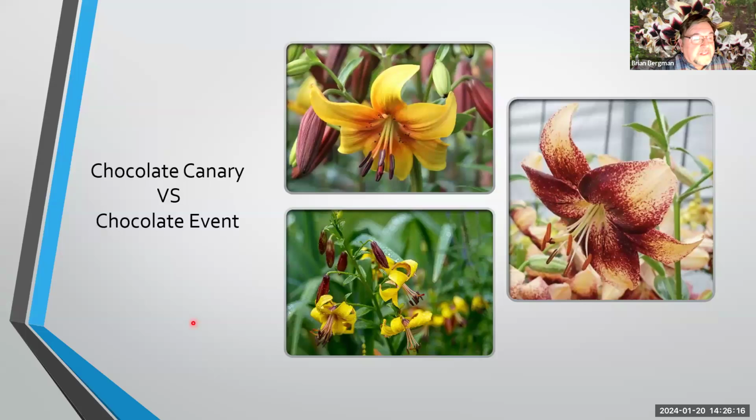And then there's Chocolate Canary and Chocolate Event. They both have chocolate in their name. But if you notice, the one on the left-hand side is Chocolate Canary. Look at those buds. Aren't they beautiful? That's a gorgeous garden lily, and it has a very distinctive bud shape too. Look at that bud shape, and you know the tepals are going to be super wide. Chocolate Event is nice, but it's just chocolatey. Next slide.